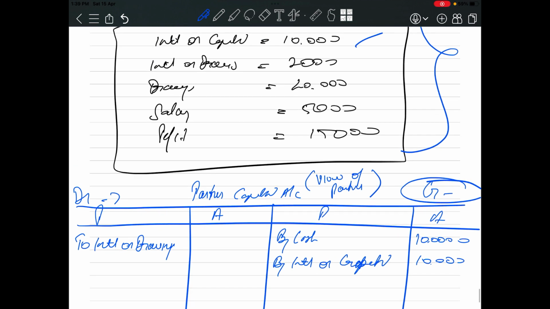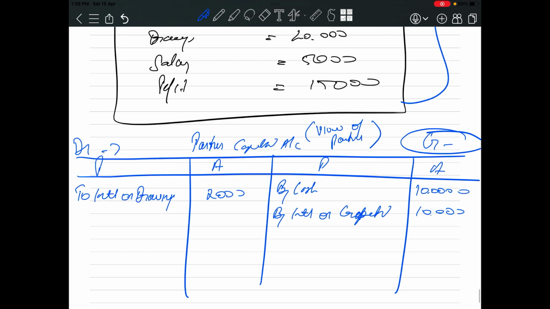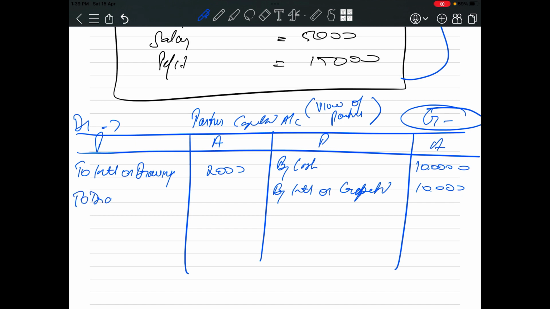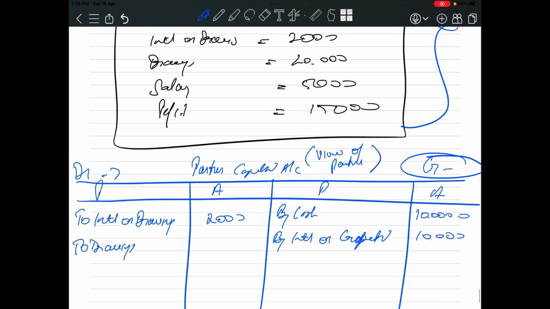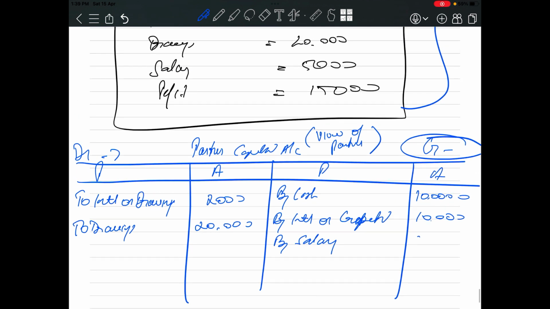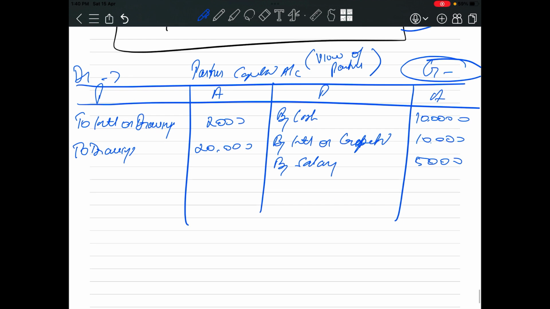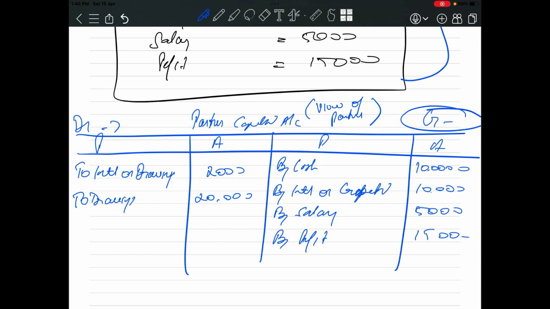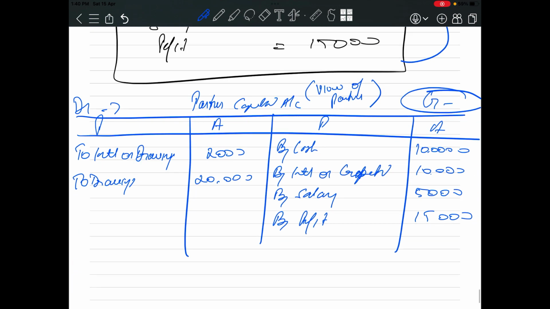Okay, how much? 2,000. To drawings is also a loss. Okay, it will reduce the capital balance. 20,000. By salaries, his partner is getting a salary, it's a gain for the partner, so it will increase his capital, and he is getting profit, so profit will also increase his capital, so it will be written in the credit side. Okay, now what you have to do, you have to add all these items.